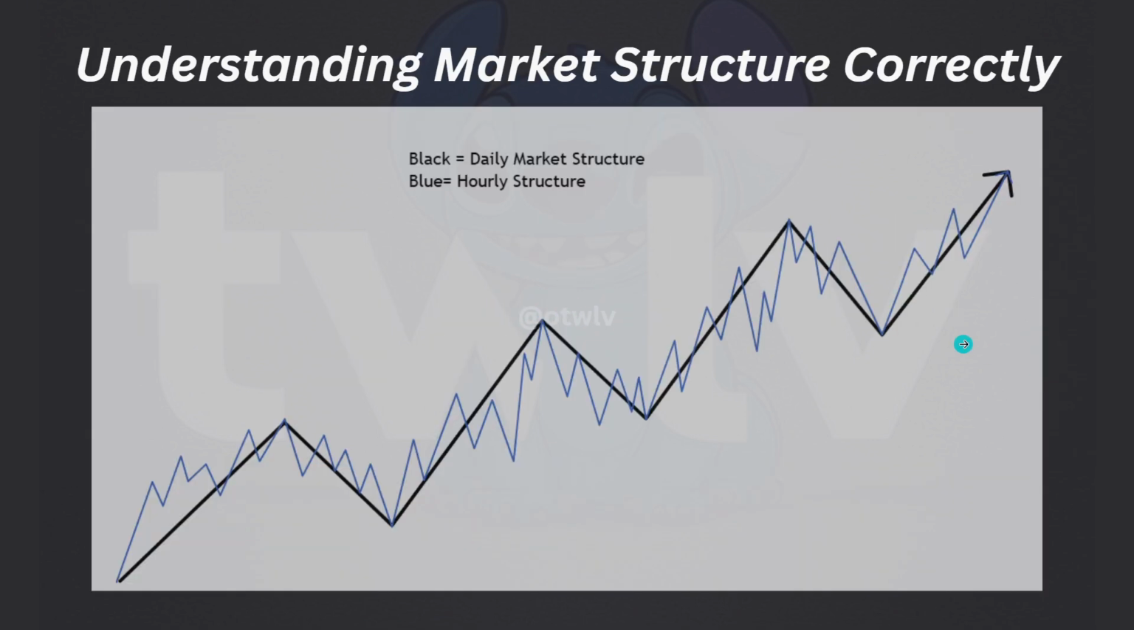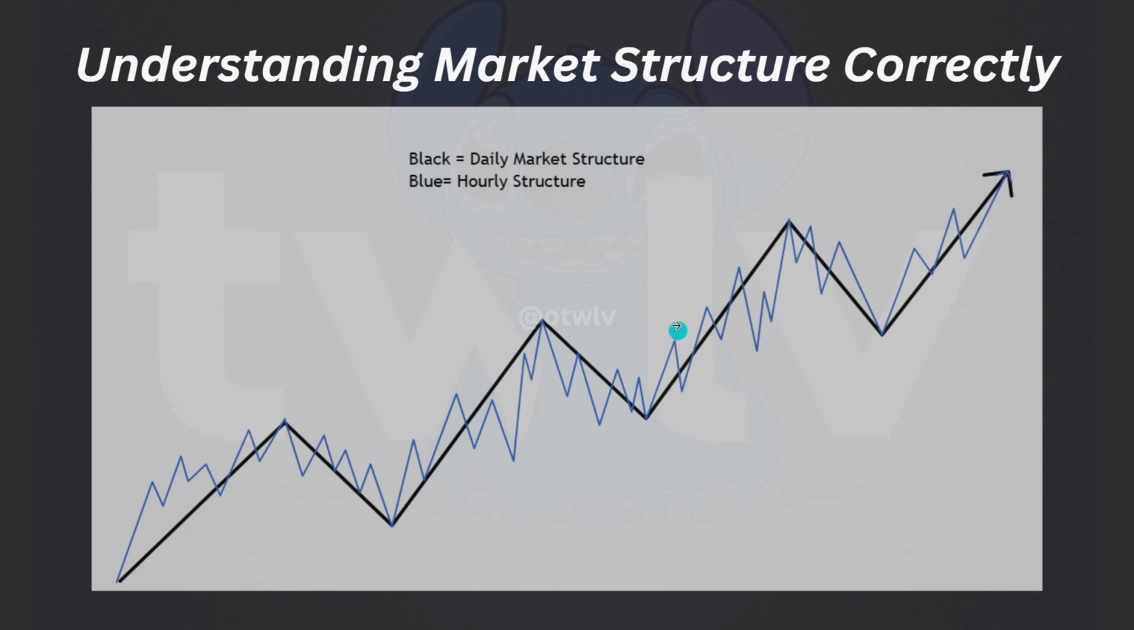So we'll go on to market structure. Right here, the black line is the daily trend, and internally, the blue line is the hourly. And this is fractal, so the black line could be the hourly chart, and the internal could be the 5 minute.